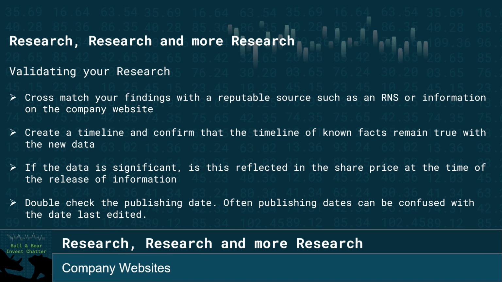For example, was the news incredible? Did the share price increase with this? Or alternatively, if the news was terrible, did the share price decrease with it? That is a good indication to suggest that that information is true. Also, if you're searching articles and news reports, double check the publishing date. Often publishing dates can be confused with the date of last edit. This can cause issues if you're trying to form a timeline, as the date of last edit may be several days, months, even years after the date of which it was published.